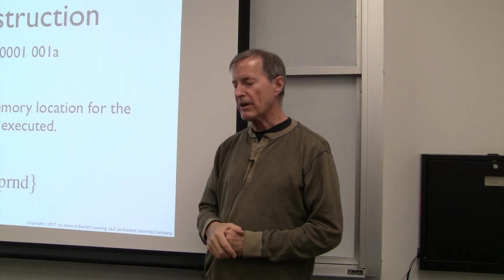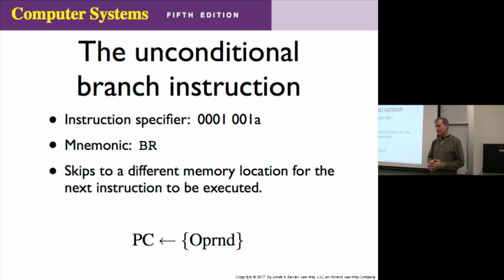So what does an unconditional branch instruction do? It causes the next program statement to be executed to not be the one that's immediately after the branch. Are you with me? Now take a look. What is this language called with the PC left arrow? What is that language? Register transfer language. And what does this register transfer language say? What happens? The program counter gets the operand.